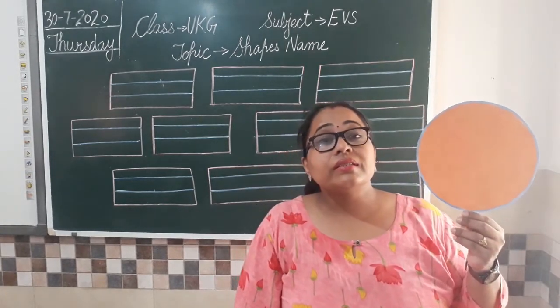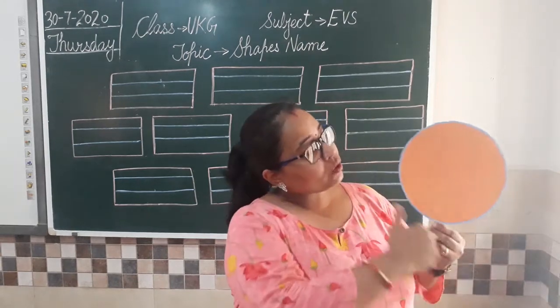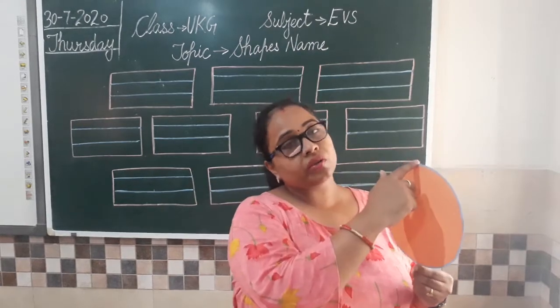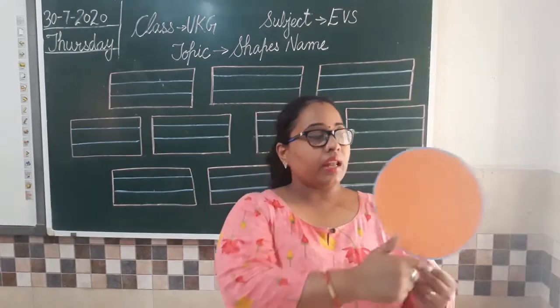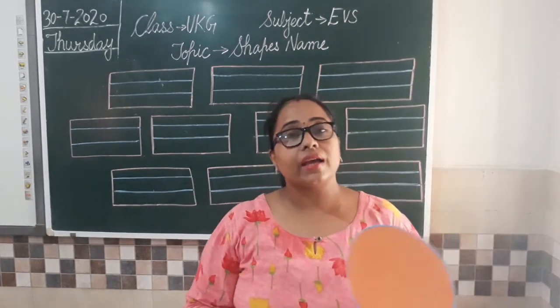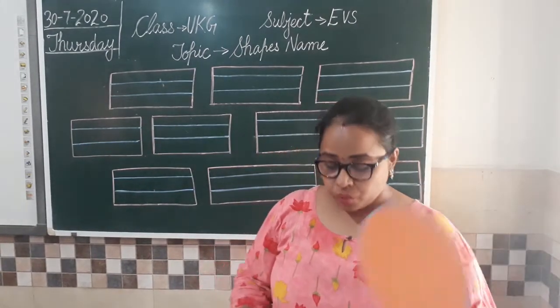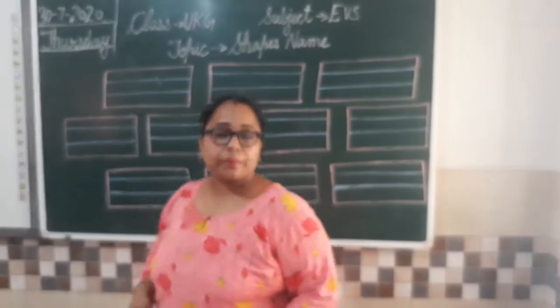This is circle. The circle doesn't have any side. ये जहाँ से start होता है वहीं पर ही इसको finish होता है, वहीं पर ही इसकी line खत्म होती है. It doesn't have any side. So which shape is this? Circle shape. So we are going to write the name of this shape now.